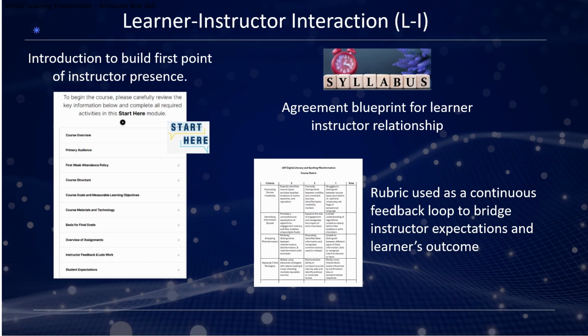In our Articulate Rise environment, the learner-instructor interaction begins immediately with the Start Here module and a detailed syllabus. This acts as a blueprint for the relationship. We also have a clear rubric as a continuous feedback loop. This doesn't just grade the student, it bridges the gap between our expectations and their outcomes, ensuring they know exactly how to improve their digital literacy skills.